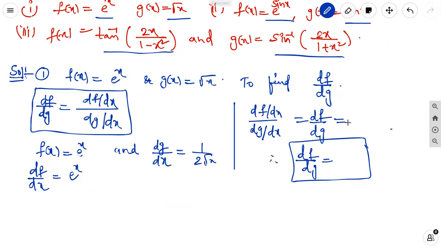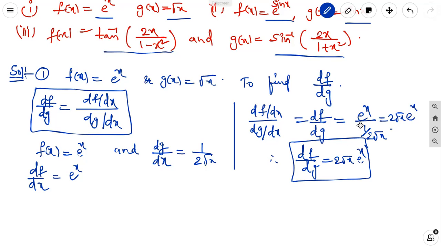df by dg, df equal to e power x, dg equal to 1 by 2 root x, that is equal to 2 root x e power x. Answer is 2 root x e power x.